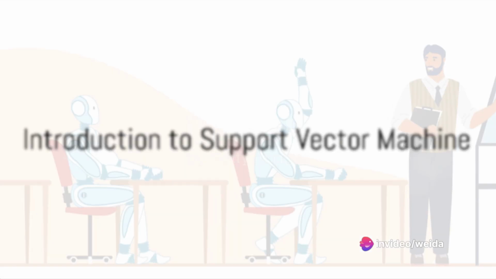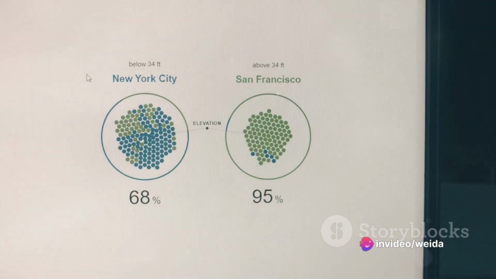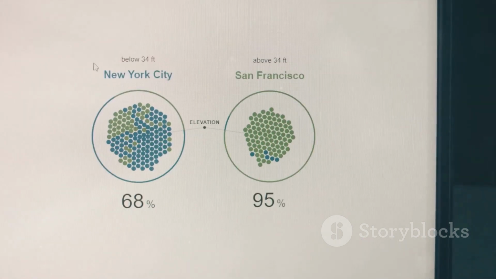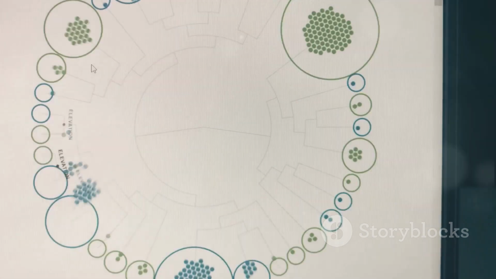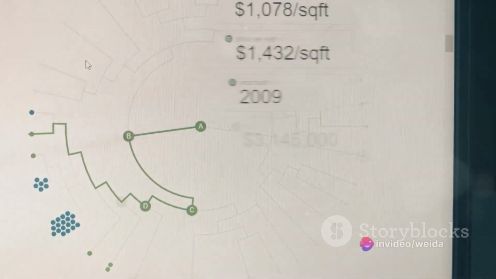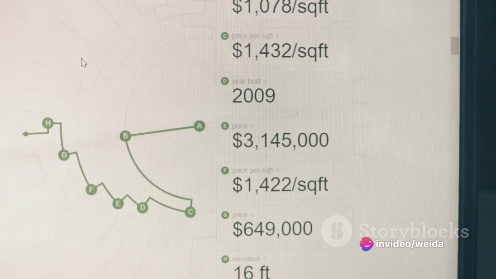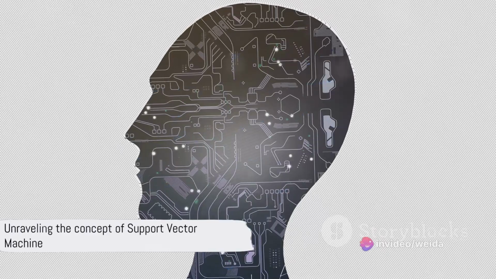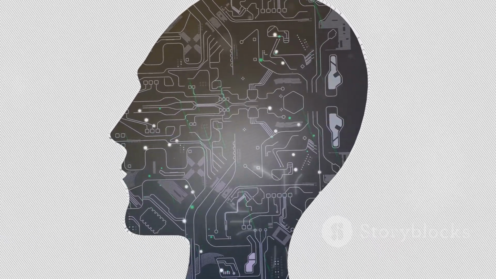Ever pondered how computers learn to classify data? Well, one of the fascinating ways they do this is through a method known as the support vector machine. In the world of machine learning and artificial intelligence, support vector machine, or SVM, stands as a powerful tool for classification, regression, and outlier detection. It's a concept that might seem complex, but let's unravel it together, step by step.